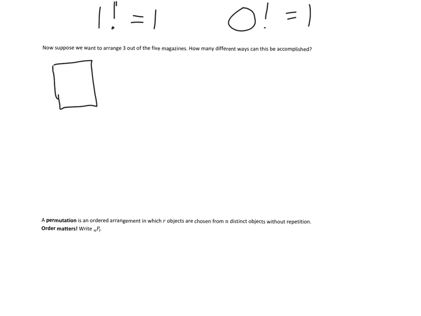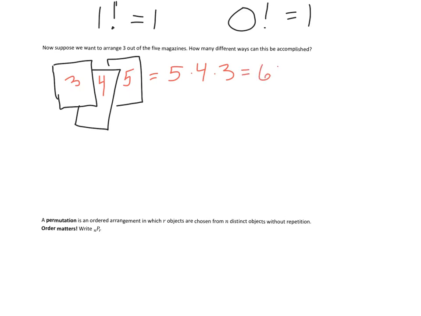But let's say we have 5 magazines, but we just wanted to pick out our top 3. We just wanted to arrange 3 of the magazines. So again, in our hands, there's 5 magazines, so we'd have 5 choices to choose from, and then 4 choices, and then 3 choices. So the amount of arrangements we have, 3 out of 5 magazines, is 5 times 4 times 3. We have 60 arrangements this time.